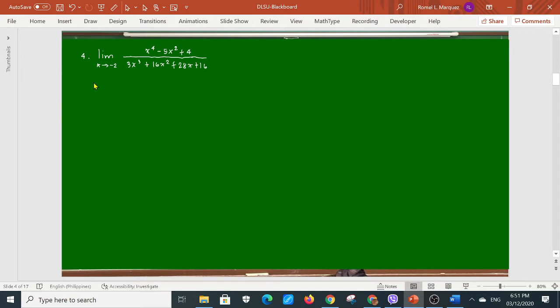So let's see. Be ready with your calculator. Let's check if the denominator is 0. If the denominator is not 0, no need to check the numerator. Because if the denominator is not 0, even if the numerator is 0, it's alright. The limit will surely exist.